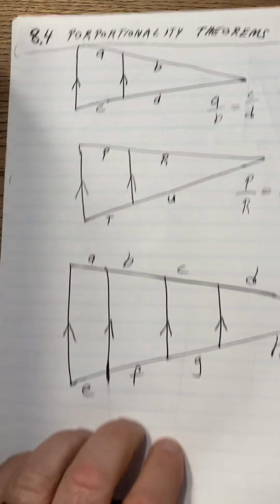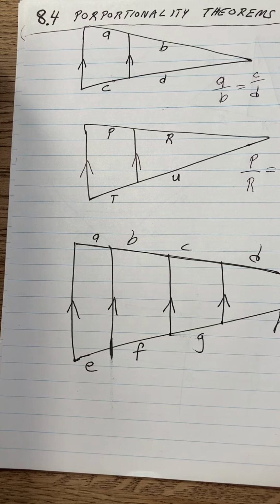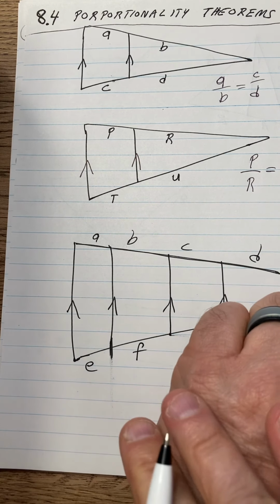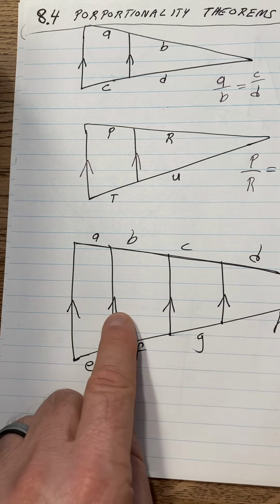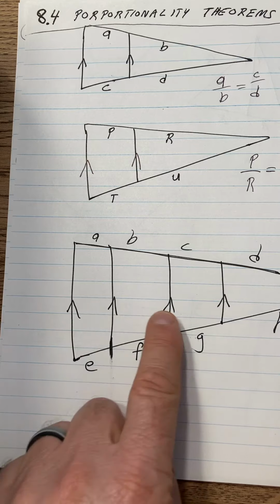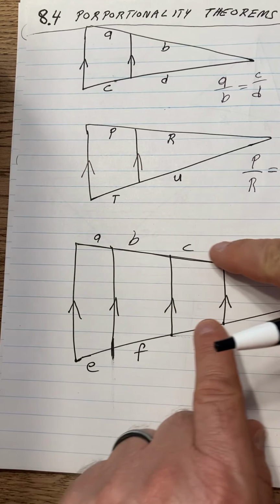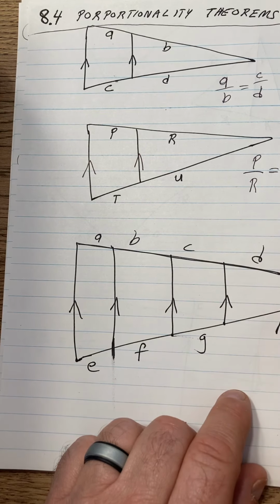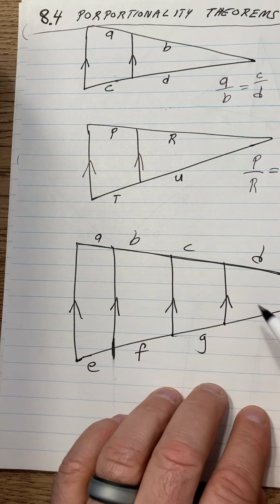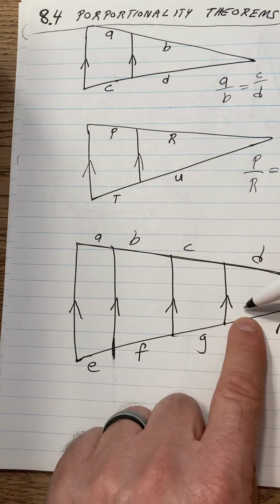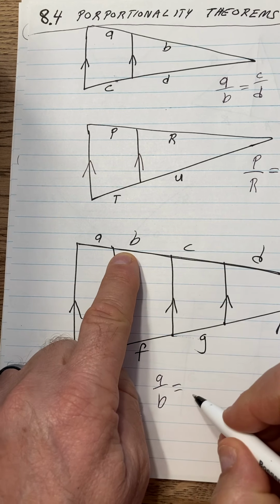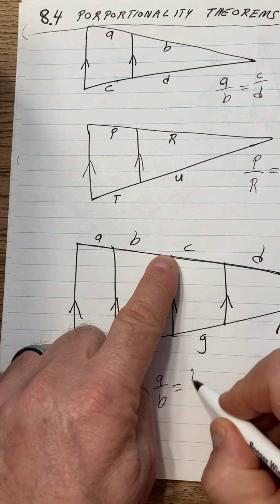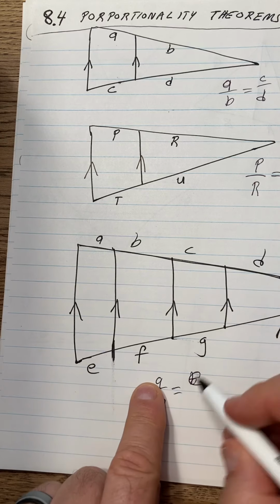Okay? What if you have something like this? Here's a triangle with a whole bunch of lines. All these lines are parallel. And here's some sides. Maybe they meet, maybe they don't. If all these lines are parallel, then A is to B as E is to F.